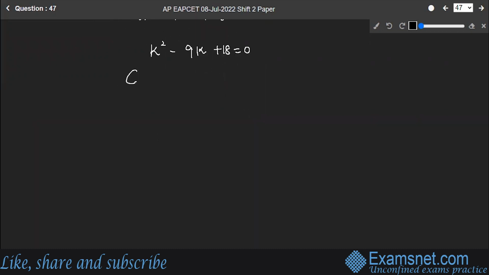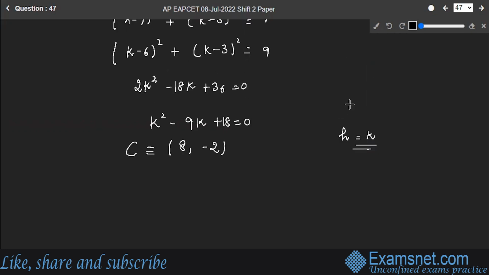Here, you are given that C becomes equal to (8, minus 2). This is the value of the center of the circle, right? (h, k), this was the center of the circle. We just found out the value of the equation. And how does this equation work? You will solve it.